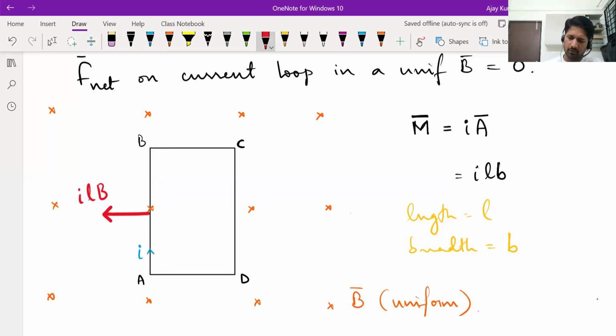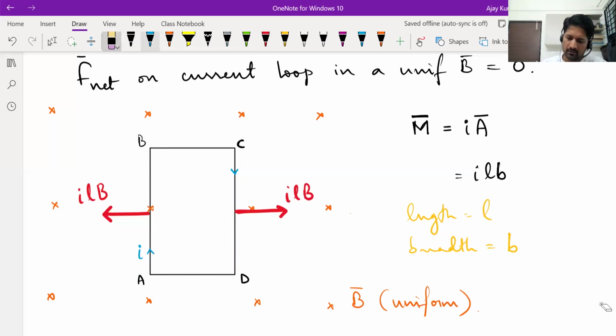Similarly, on CD, the current is going down, so the length vector for CD will be this way, downwards. Magnitude is L only, but direction is downwards. Now if you do L cross B, you'll see that the force is to the right, this way. The same ILB will be acting to the right on the part CD.